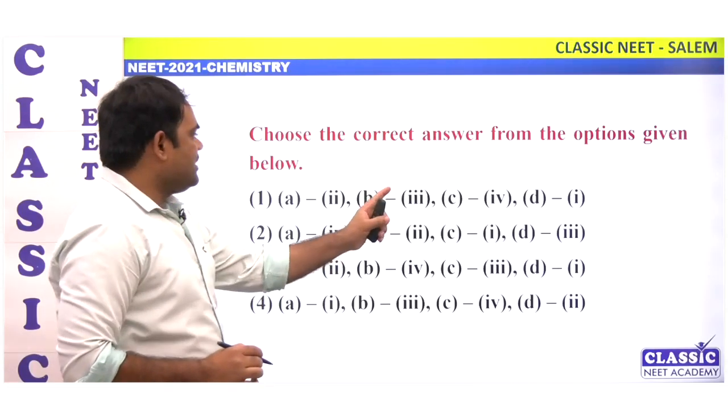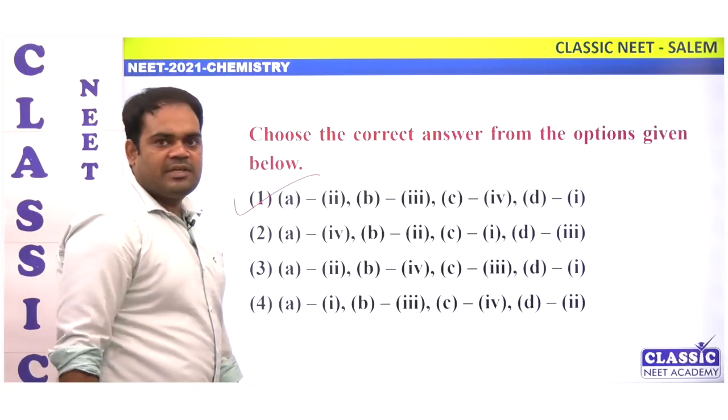So A second, B third, C fourth and D first. So the first one is our correct answer.